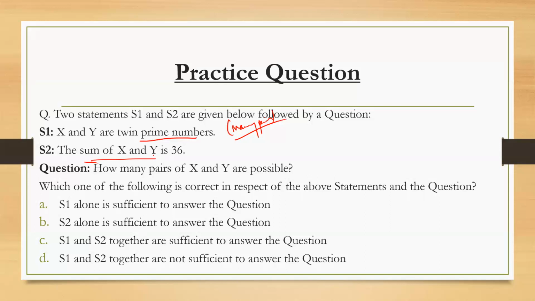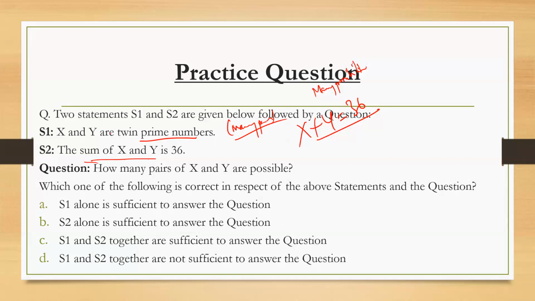Now what about statement 2 here? The sum of x and y, that is x plus y, is 36. Right? Now when we have x plus y equal to 36, how many possibilities are there? Here there are again many possibilities. The reason is the nature of x and y is not given.